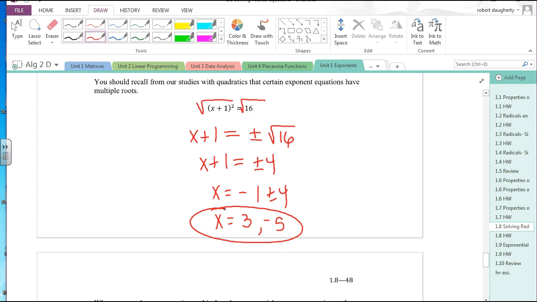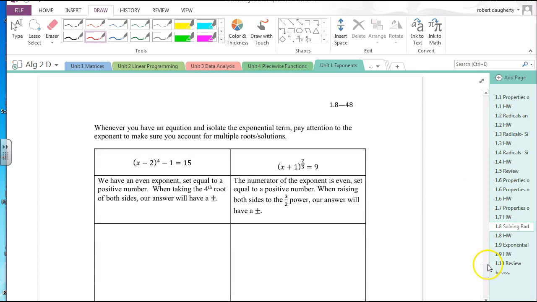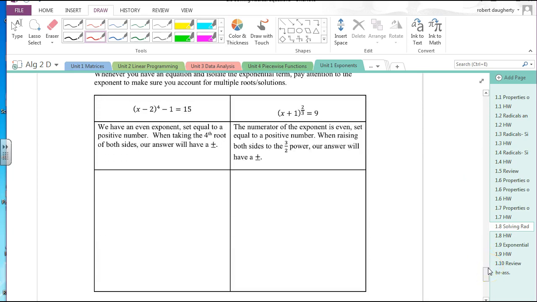So let's take another example of that over here. Now what I see here is x minus 2 to the 4th minus 1 equal 15. What do I want to get by itself?